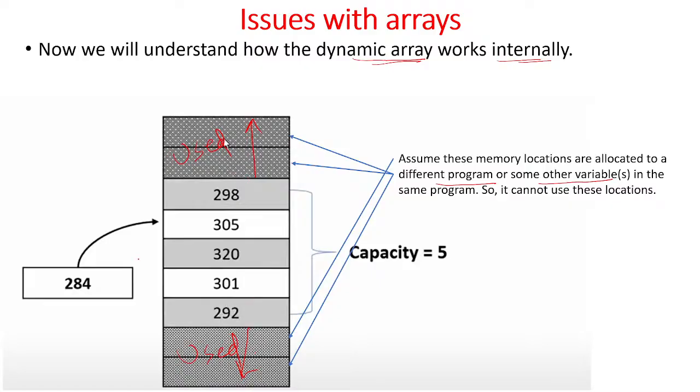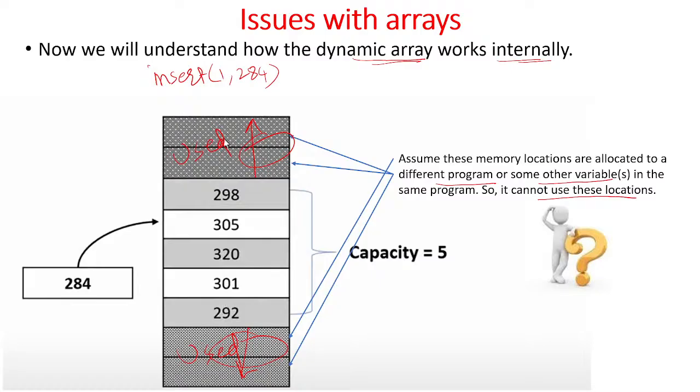Then you want to add a new element 284 into this array. It cannot use these locations since they are occupied here. This is already occupied and this space is already occupied. Then what does the Python interpreter do? How to add a new element? Will it give an error or will it add? When you execute this insert function, definitely it adds the new element 284 at location 1.